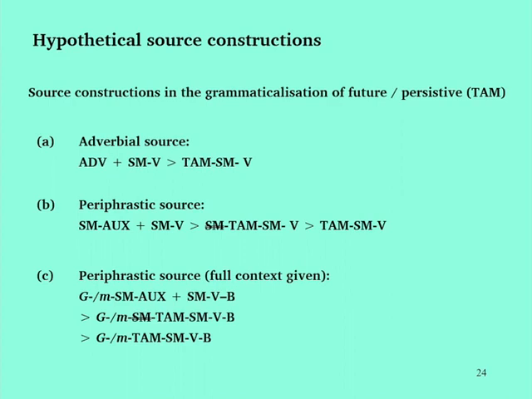The auxiliary hypothesis in B, on the other hand, could easily account for both of these quirks as relics of the prior status of the future marker as an auxiliary verb.